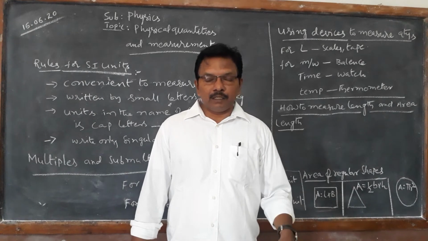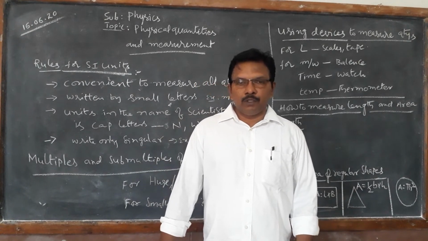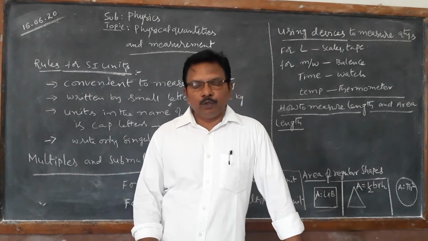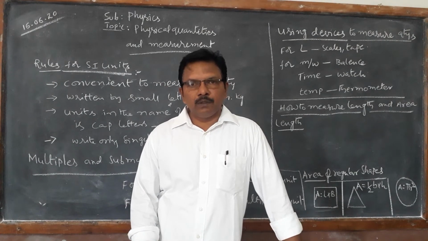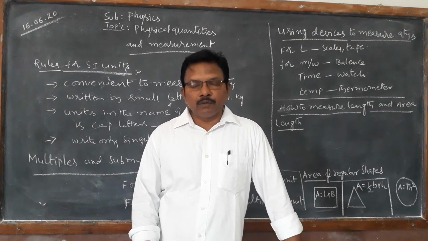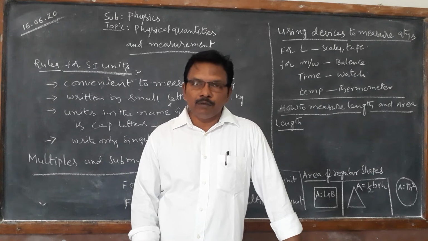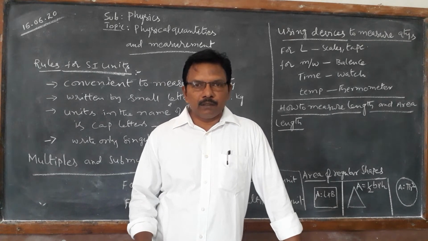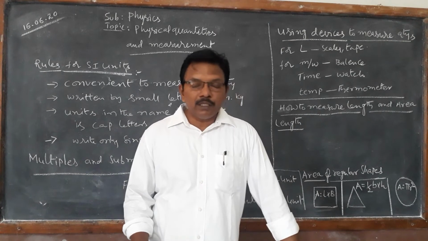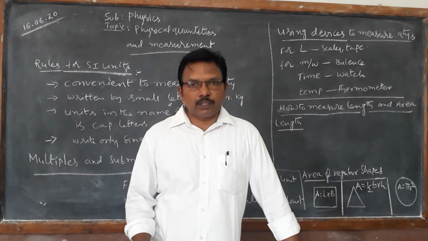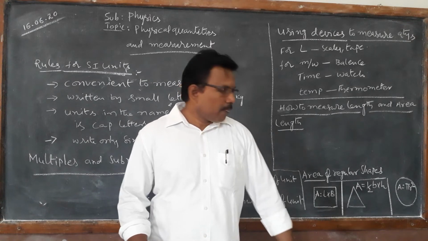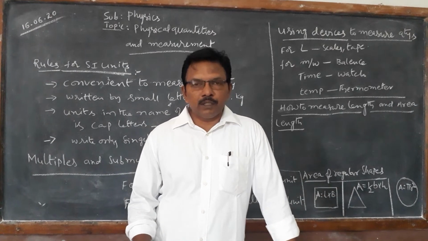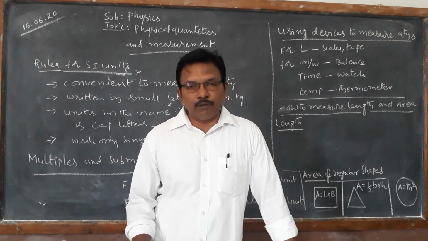To measure another regular shape, the square: to measure the area of the square, side into side, the length of the side into side, the same length repeated, side square. So that gives the area of the square. These are all regular shapes. We can measure the area of regular shapes by using formulas.